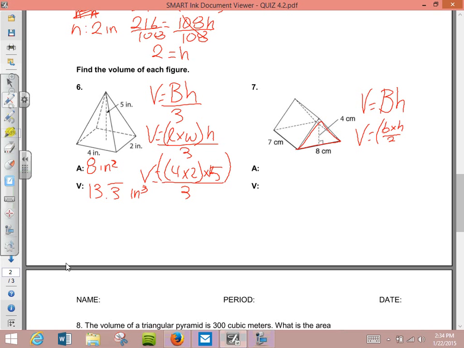For the base, we're talking about this right here. Close it times h divided, we don't divide anything. Okay, so let's put it in. Open parentheses, I'm going to put 8 times 4 divided by 2, close parentheses, times the height. What is the height? The height of the prism. 112 centimeters cubed. That's it, nothing more.